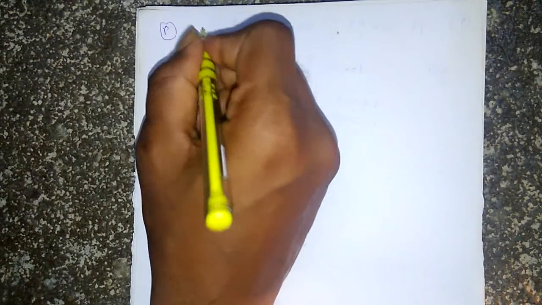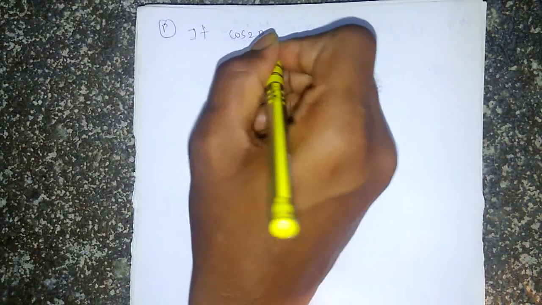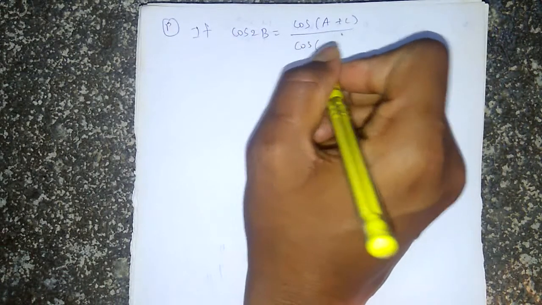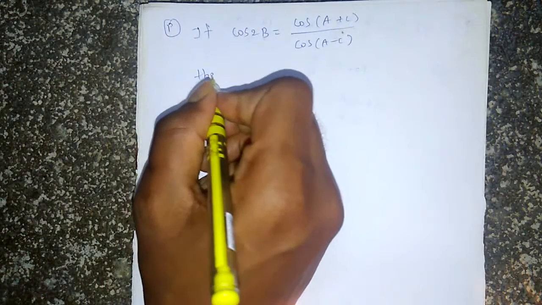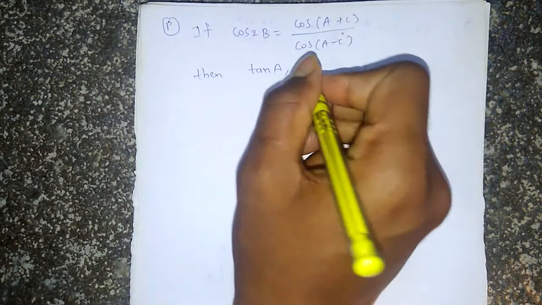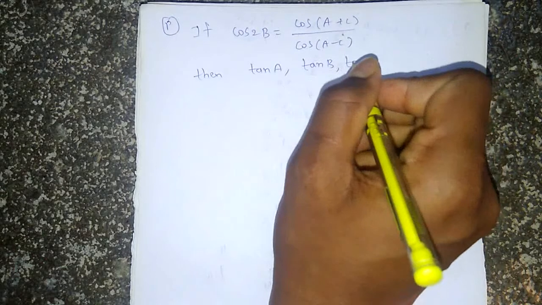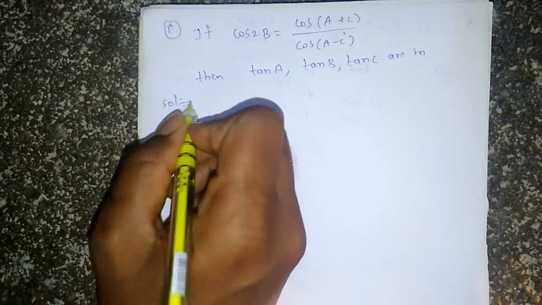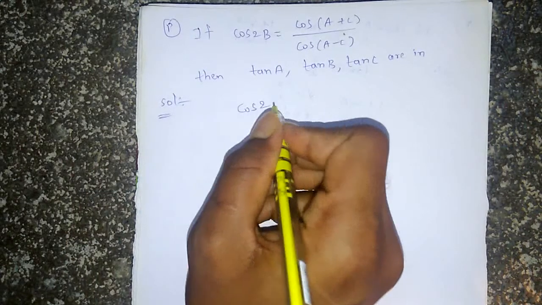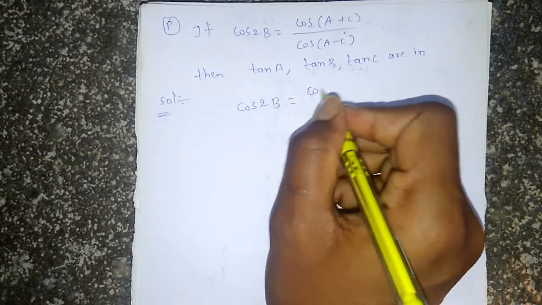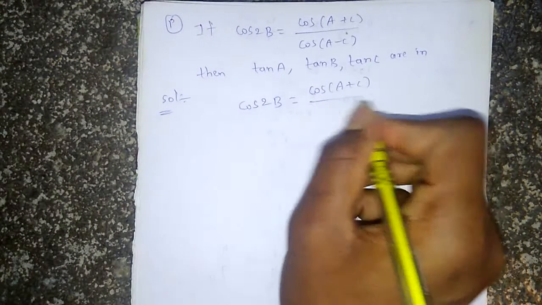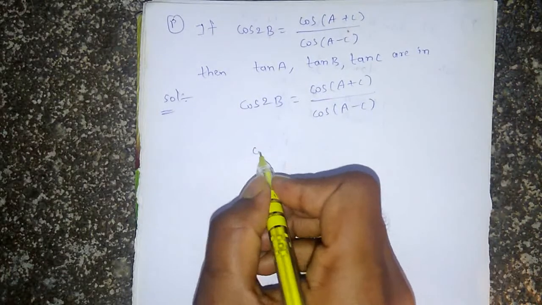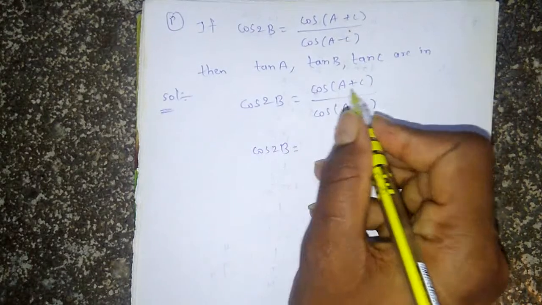Our next problem is, if cos 2b is equal to cos of a plus c by cos of a minus c, then tan a, tan b, tan c are in... Given cos 2b is equal to cos of a plus c by cos of a minus c.